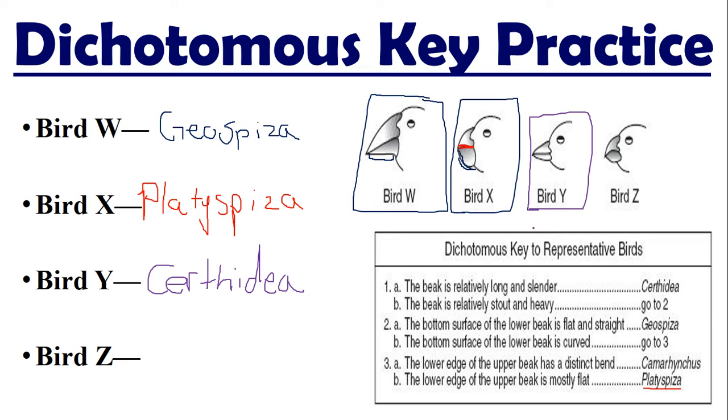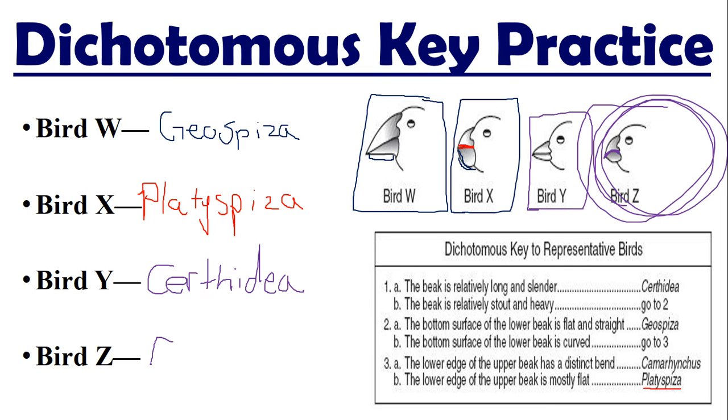Now at this point, you can probably guess which one's left over. It's going to be bird Z, but let's go through it. So bird Z. First question: is the beak long and slender, or stout and heavy? Looks stout and heavy to me. Go to question number 2. Is the bottom surface of the lower beak flat and straight, or is it curved? The bottom surface looks curved. Go to question 3. Does the lower edge of the upper beak have a distinct bend, or is it mostly flat? So if we look right here, it's got a bend to it. So it's the last name up there.